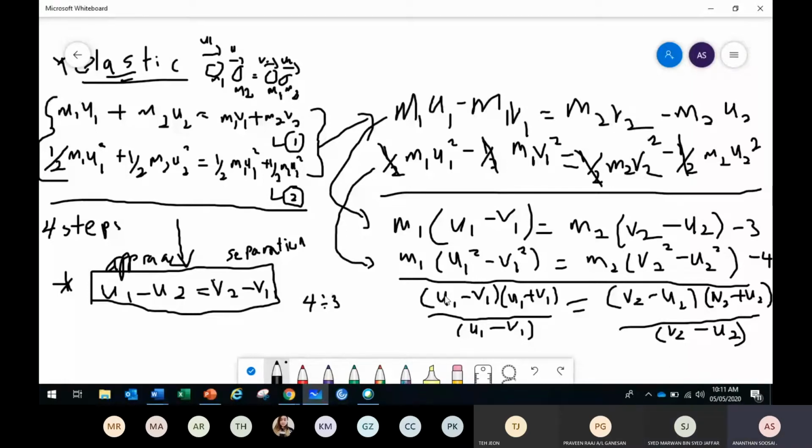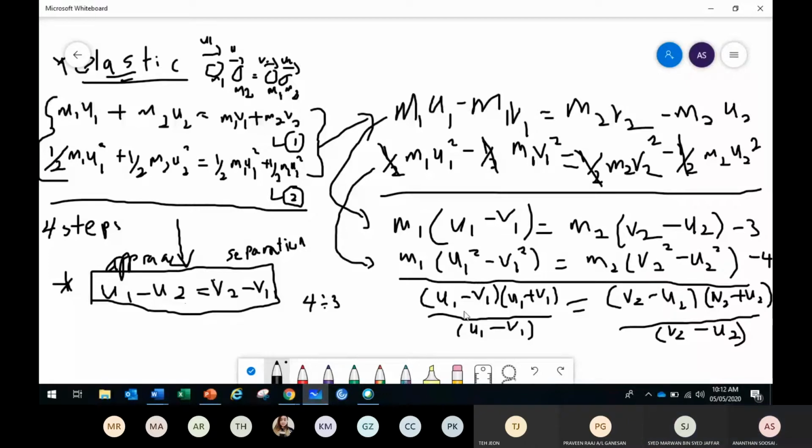On the top here, what happened? Actually, I expand the U1 squared minus V1 squared. When I expand it, it will be U1 minus V1, U1 plus V1. Do you agree? U1 minus V1, U1 plus V1, you multiply, you get U1 squared minus V1 squared, right? Same thing I do here, V2 squared minus U2 squared, I write it as V2 minus U2, V2 plus U2.